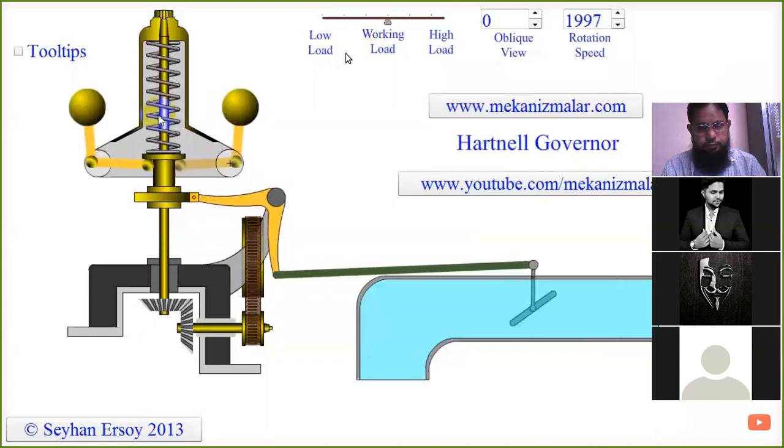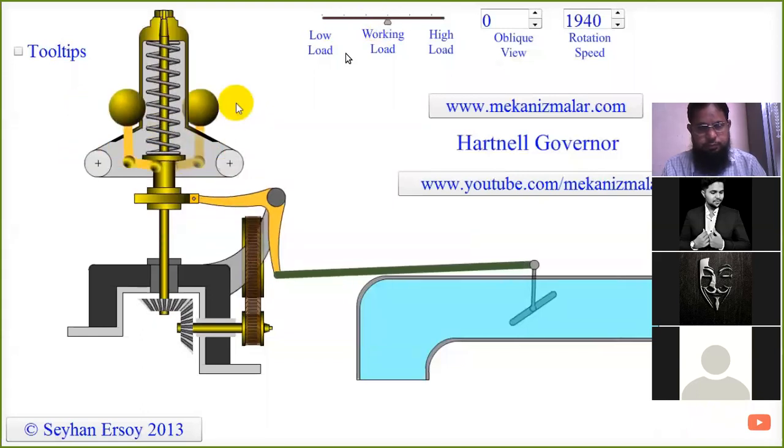Hartnell governor has better stability due to its strong spring. It is sensitive to speed change. It tries to find the correct speed without overshooting. And the fly balls move roughly in a straight line parallel to the ground.